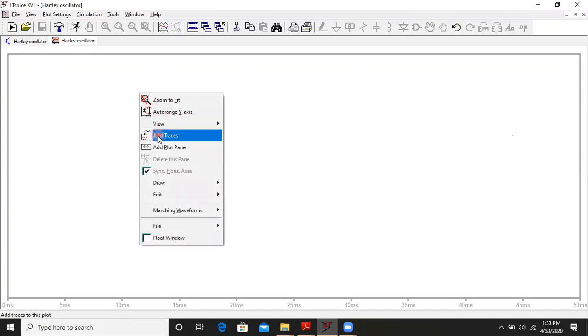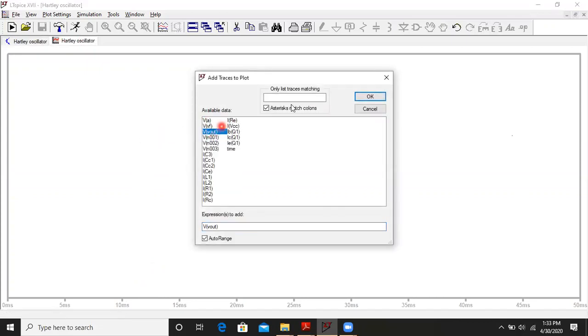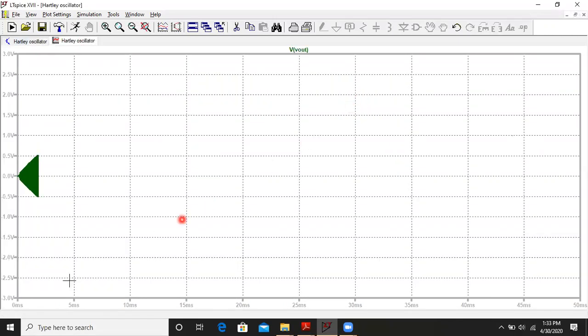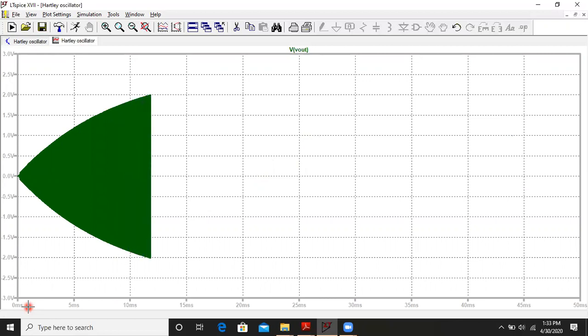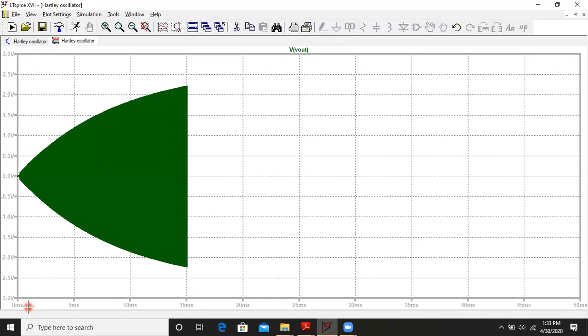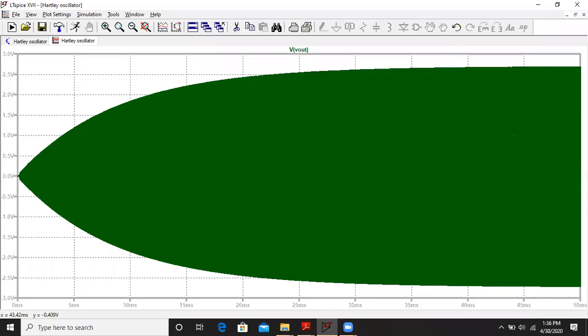Now we will plot the waveforms, V out, and click on OK. So as you can see, the waveforms are getting built up slowly. It takes some time to process because of tremendously high frequency. So what I will do is I'll fast forward this video so that I will directly show you the waveforms. If you let the waveforms run for around 10-15 seconds or maybe around 25 seconds, you will get this waveform which is on the screen.